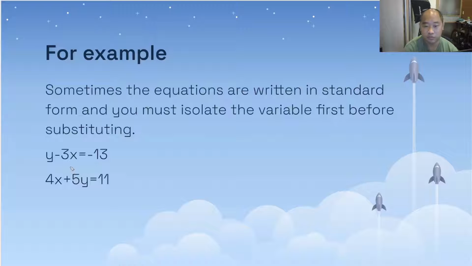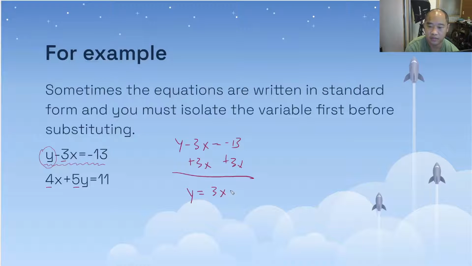Well, this we'd have to change. One of them we have to change, and this one is the easier one to change, right? Because this one has just a y by itself instead of a y with a coefficient. Whereas you see this one and this one and this one, all of these have coefficients, which you would have to divide by something. So we can add 3x to both sides and get y equals 3x minus 13.